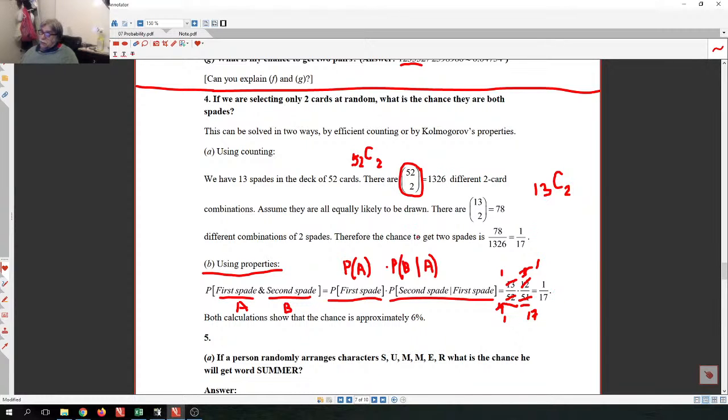No surprise, because we already answered this using counting. So using probability properties, 1 out of 17, which is about 6%, and using counting, you get the same conclusion. It's 1 out of 17, you see? There are two different ways to calculate that, okay? So those are all the card tricks I have in this set of problems, okay?